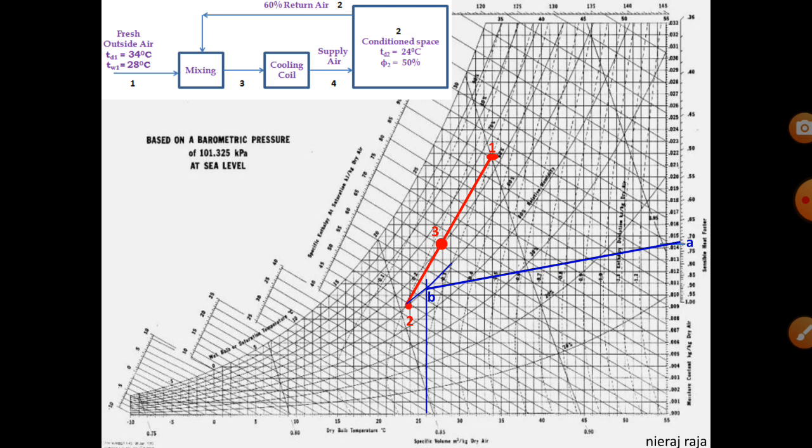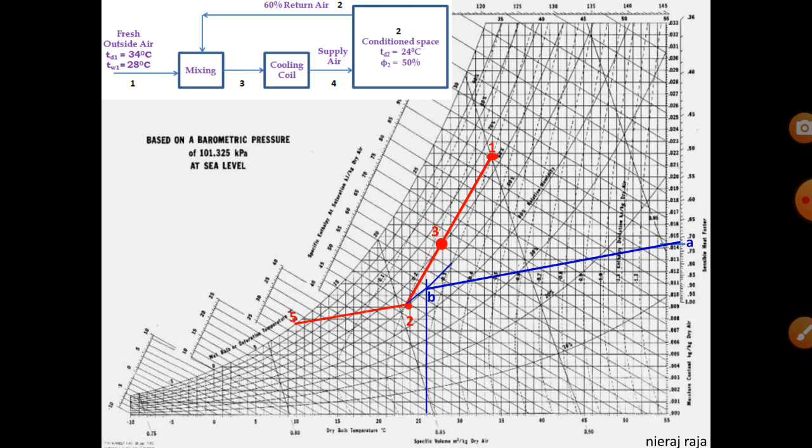AB line को parallel एक line draw करोगे आप point number 2 से till it reaches the saturation curve. और जहाँ पे भी ये saturation curve को intersect करेगा वहाँ पे आपको locate करना है point number 5. Now point number 5 you have represented, that is RSHF line. Now you got point number 3 also.